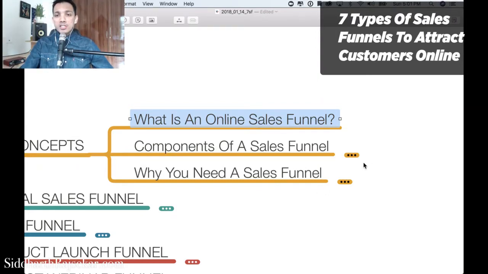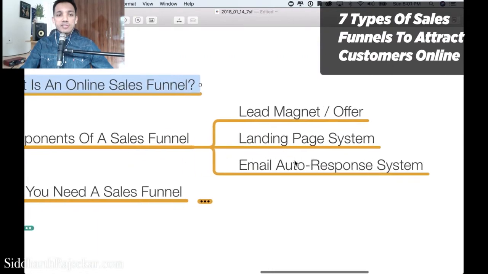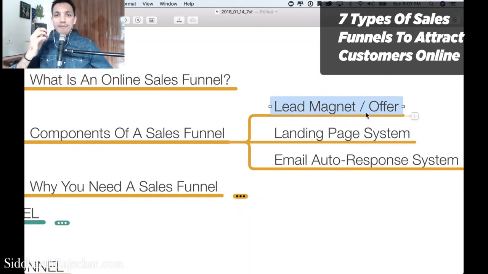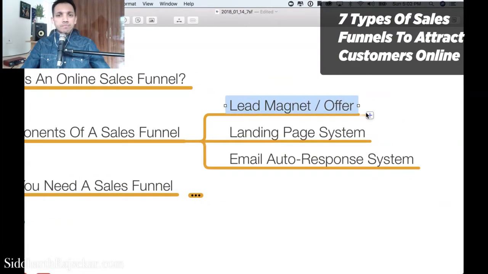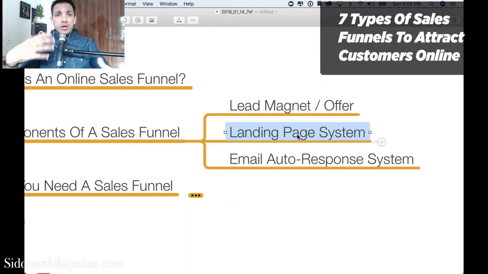And what are the components of a sales funnel? First, you need to have some kind of lead magnet, a magnet that can capture the lead of the person, or it could also be a one-time offer, what I call an OTO, that you want to give them so that they can purchase something from you. The second component is you need to have a landing page or a delivery system where you can provide whatever you're offering, whether it's a product or a service.